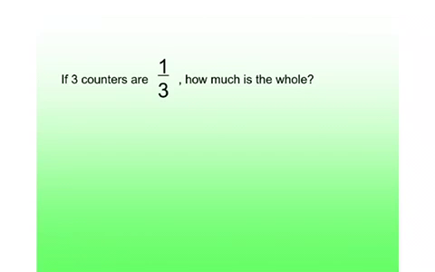All right. If 3 counters are 1/3, how much is the whole? So they're saying 3 counters are equal to 1/3 of the whole. Well, 3 counters, 1, 2, 3, but that's only 1/3 of it. And our denominator tells us that whatever it is, it's broken down into 3 parts. Take a second and think about that.